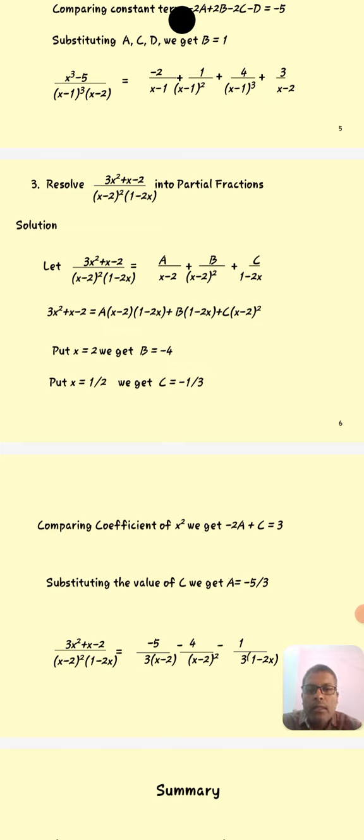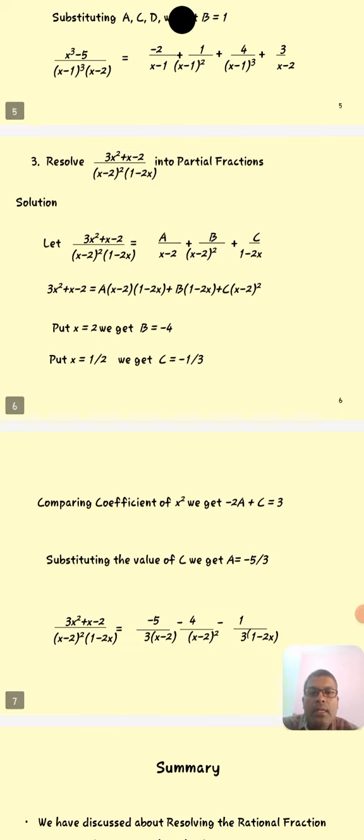To find the a value we use another method, that is comparing the coefficient of x square. Comparing the coefficient of x square, we get minus 2a plus c is equal to 3. Already we know that the c value is minus 1 by 3. We substitute the value of c in the place of c. We get a is equal to minus 5 by 3.